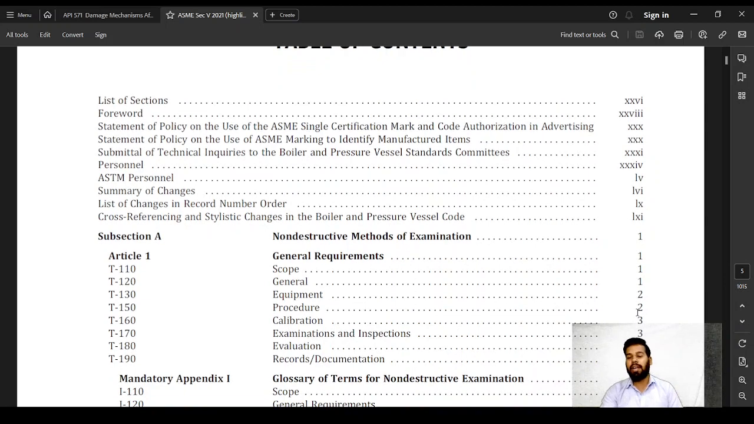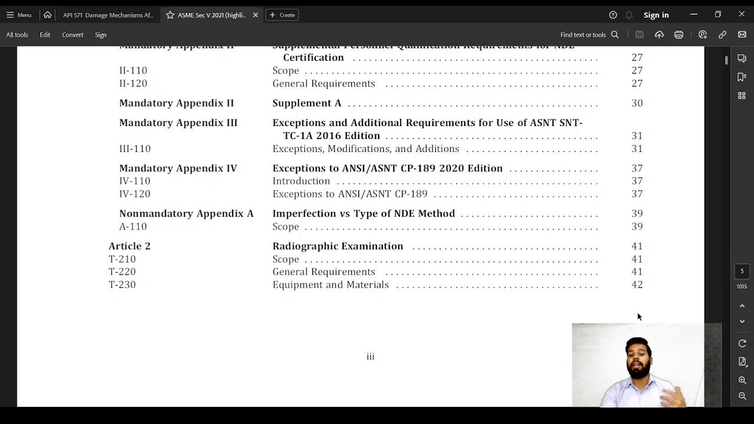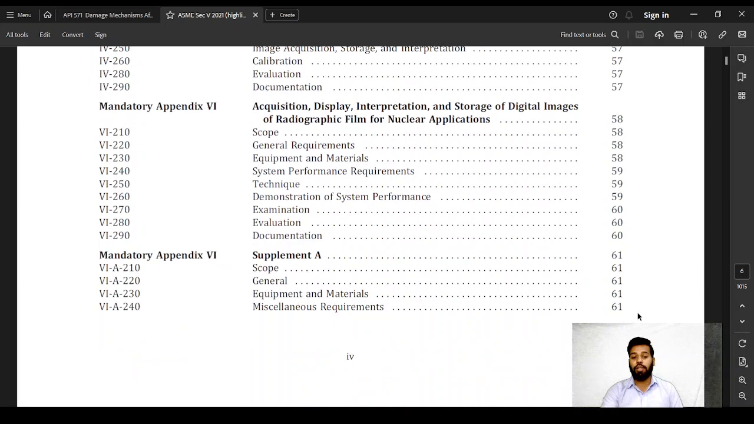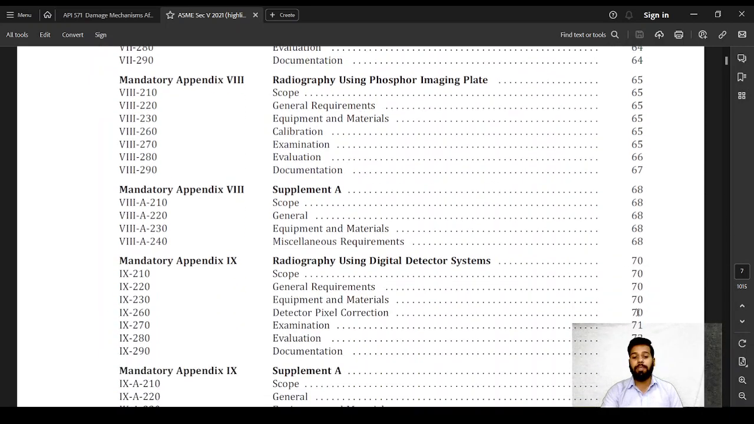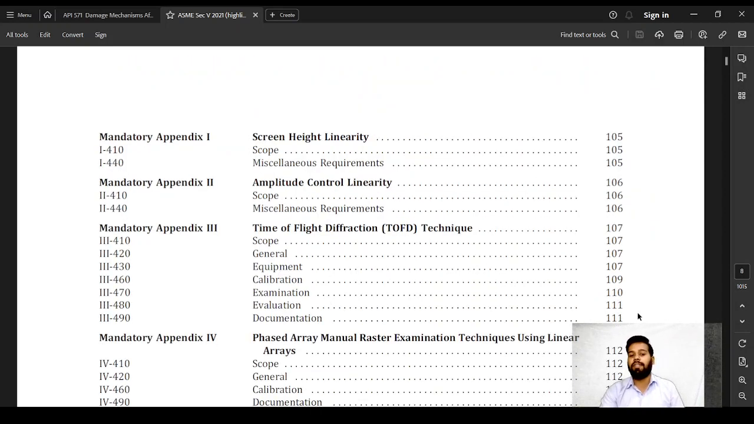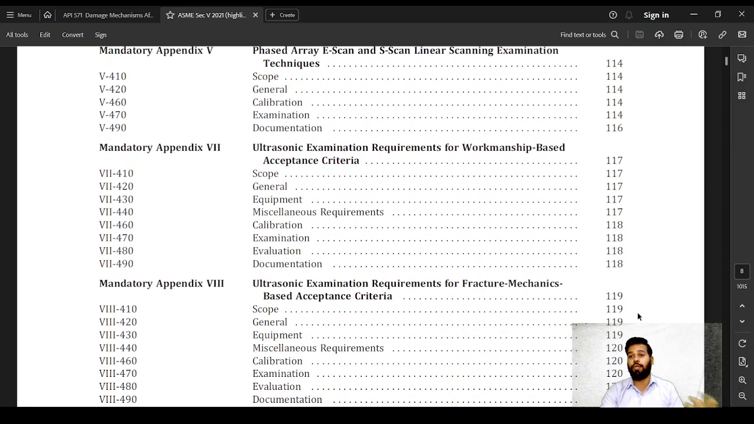Article 1 is general requirements, the general requirements for any non-destructive examination that you do on a component. Article 2 is radiographic examination. So whenever we are talking about radiographic examination, we would generally refer to Article 2 of ASME Section 5. Then Article 4 is ultrasonic examination of welds. Article 5 is ultrasonic examination of materials. Article 4 is generally leaning towards phased array UT and shear wave UT, whereas Article 5 generally refers to straight beam UT for forging or wrought materials.